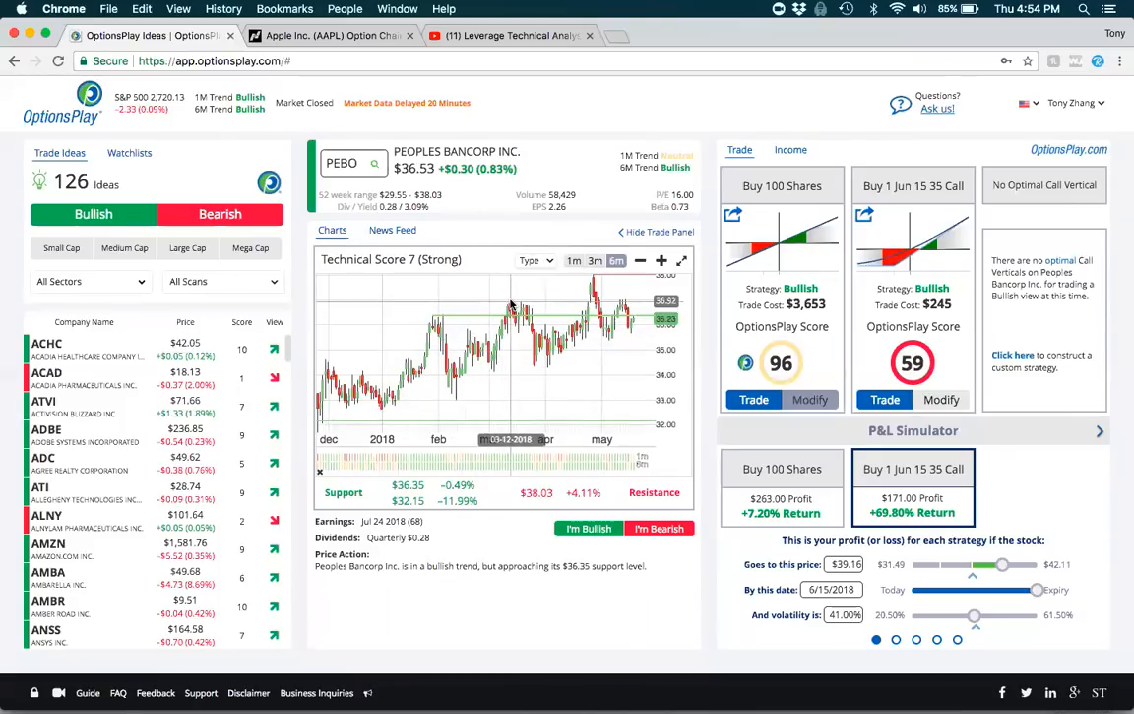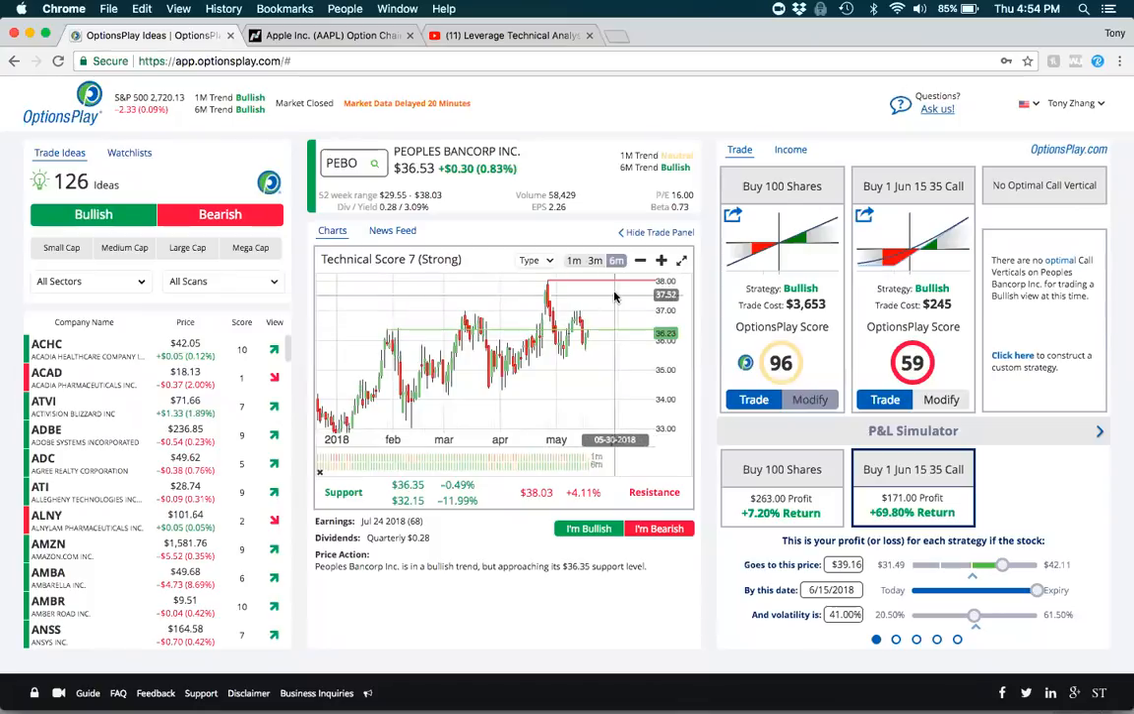And it just continues to make higher highs, lower highs, higher highs, lower highs. And it's really not that crazy to think that this stock can easily move back up to this 38 resistance level. So there's different ways that you can play this.